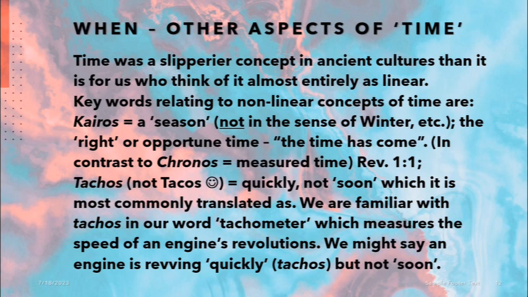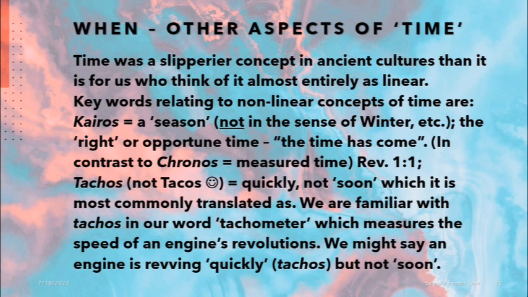But key words relating to non-linear concepts of time in the book of Revelation are kairos, which refers to a kind of season of time, not in the sense of spring, winter, summer and fall, but more about the right time or the opportune time. The time has come. And kairos is used in contrast to the other word for time, which is chronos. Chronos is about a measured time, really in the sense that we know and understand time.